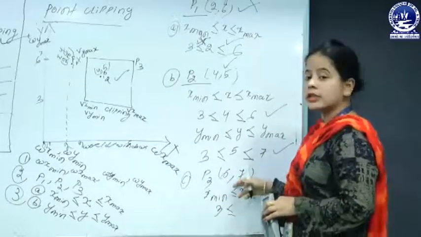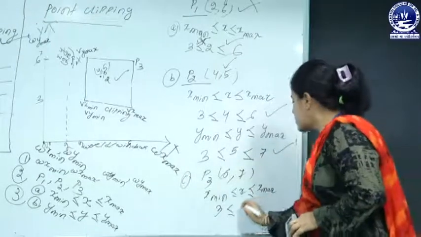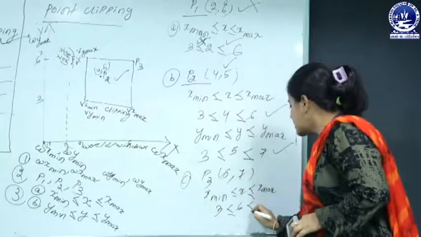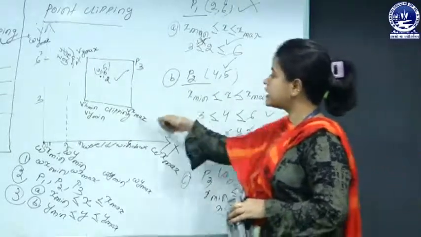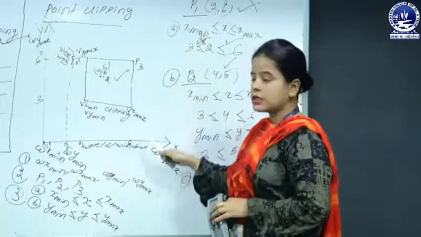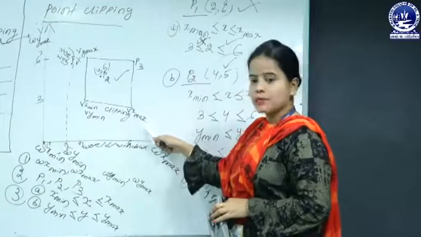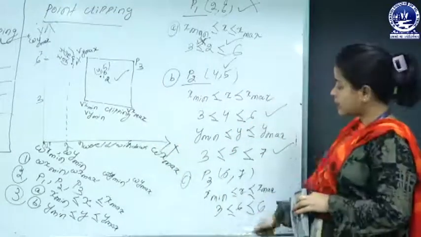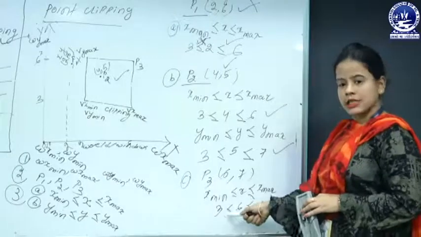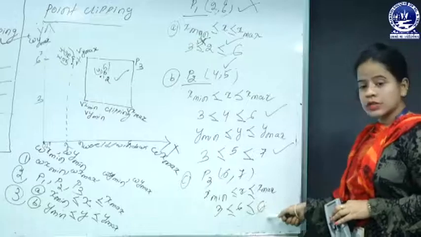That means you have to check which coordinate is present inside the region or not. Here the x coordinate value is 6. Then you have to check that it is less than or equal to x maximum. Here the view window's x maximum contains the value 6. So you have to check 3 is less than or equal to 6, yes, 3 is less than 6. After that you have to check 6 is less than or equal to 6, here 6 is equal to 6.